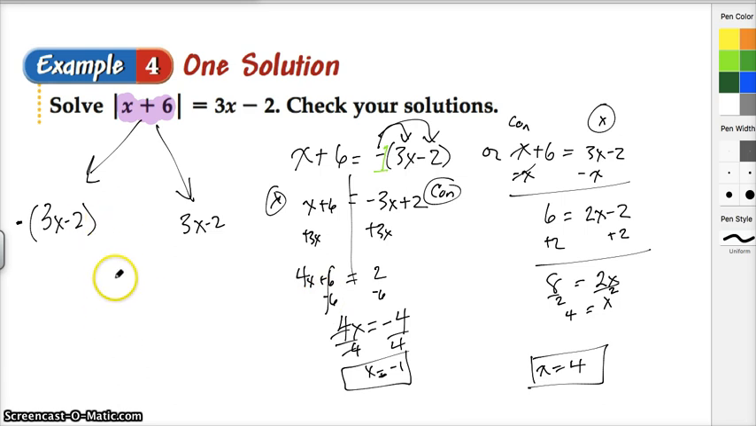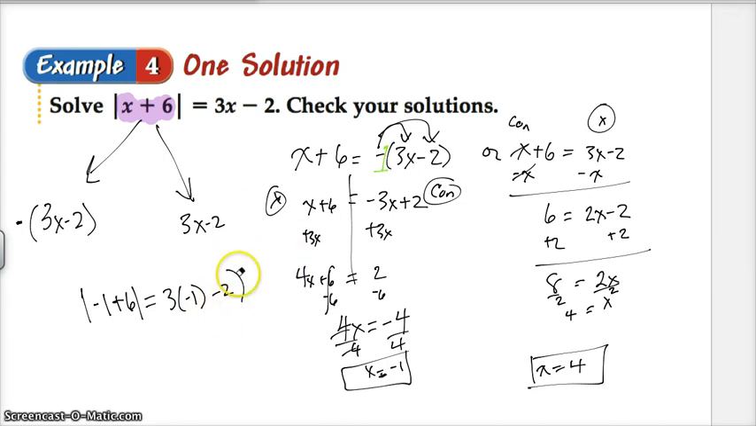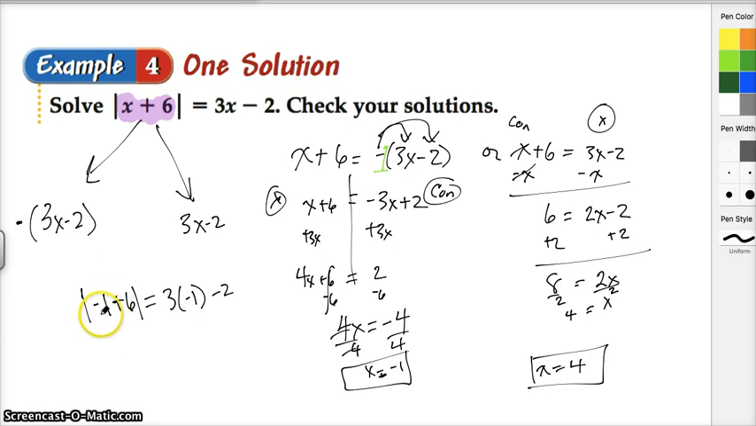So if I go back to this problem, if I have the absolute value of -1 plus 6, I'm trying out this answer here, is that the same thing as 3 times -1 minus 2? And you might be seeing that it's not, and I'm seeing that as well. -1 plus 6 is a +5, absolute value of which is just 5. So this whole left side boils down to 5. But over here, 3 times a -1 is a -3, minus 2, and -3 minus 2 is -5. Clearly they don't equal, so this is not a solution.